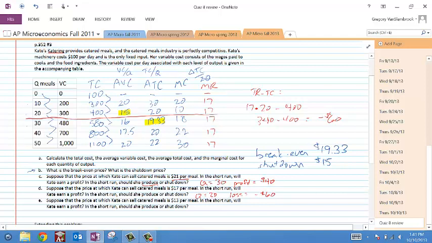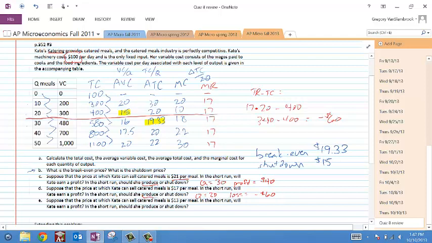In the short run, should she produce or shut down? So two different ways we can figure this out. One is that our loss of $60 is less than our fixed cost of $100 per day. If we shut down, we lose that fixed cost. We lose $100 per day. So that tells us that she should produce.